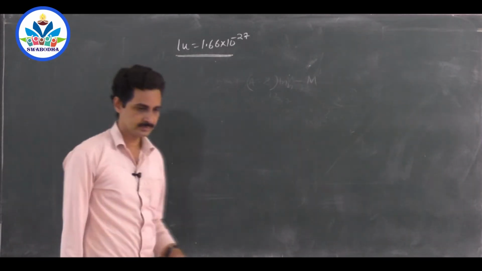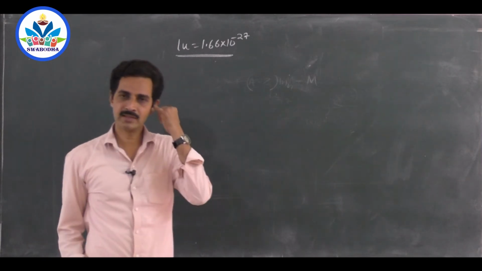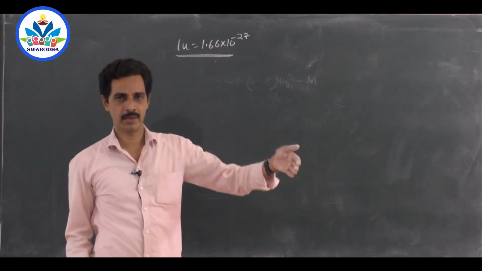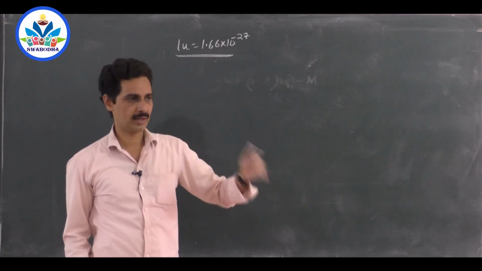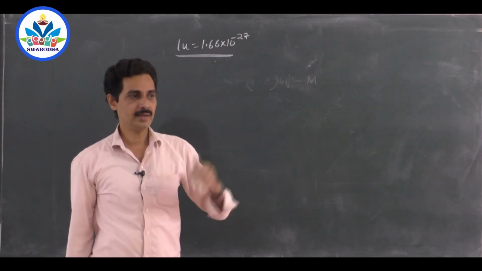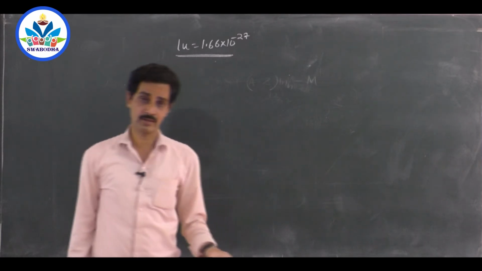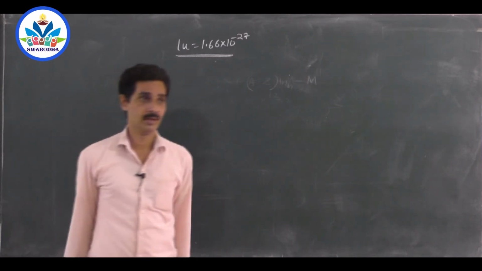Let us find out. Suppose 1 kg of mass is lost. How much energy is obtained? E equal to mc square. M is 1 kg. C square is 9 into 10 to the power 16, that is 3 into 10 to the power 8 whole square. 9 into 10 to the power 16 into 1 kg. That much amount of joules of energy is lost. Energy is obtained or lost.